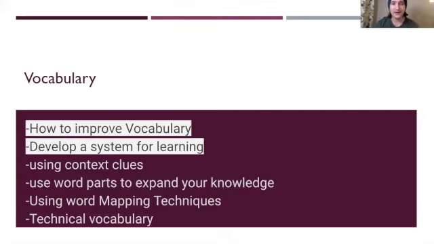Over this vocabulary chapter, we're going to be spreading it over 6 lessons. First, we're going to start with how to improve vocabulary, and then we're going to talk about how to develop a system for learning. In the next 2 sessions, we'll go further in detail with using context clues, using word parts to expand your knowledge, and then using word mapping techniques, as well as technical vocabulary. Although today we are going to go a little bit into suffixes and prefixes, we're not going to go really far into it. I'm just going to give you a resource or two.